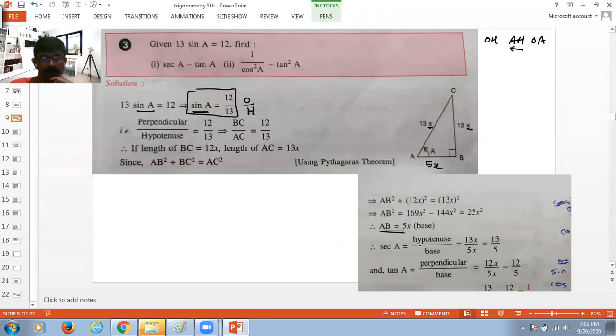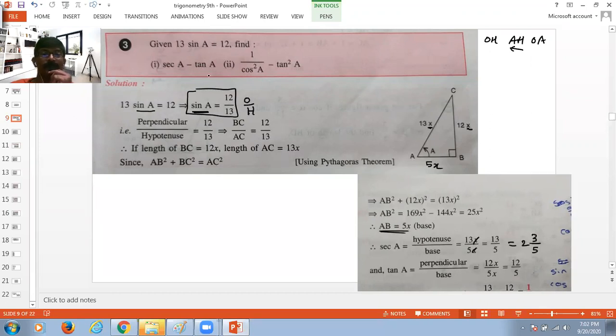Sec, so we will think this way, isn't it? Hypotenuse upon adjacent, or else hypotenuse upon base. So sec with respect to angle A is hypotenuse upon base. So that is 13x upon 5x. So the x and x will get cancelled. So the answer is 13 upon 5, which we can write as 2 whole 3 by 5. Isn't it simple?